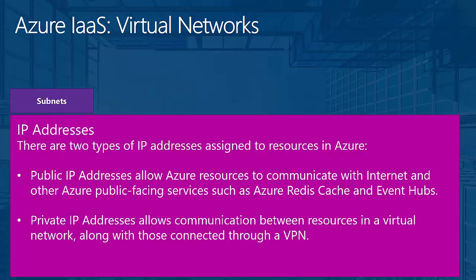There are two types of IP addresses assigned to resources in Azure. These addresses are public and private. Public IP addresses allow Azure resources to communicate with the Internet and other Azure public-facing services. This includes Azure Redis Cache and Azure Event Hubs. Private IP addresses allow for communication between resources in a virtual network, along with those connected through a VPN connection back to on-premises resources.